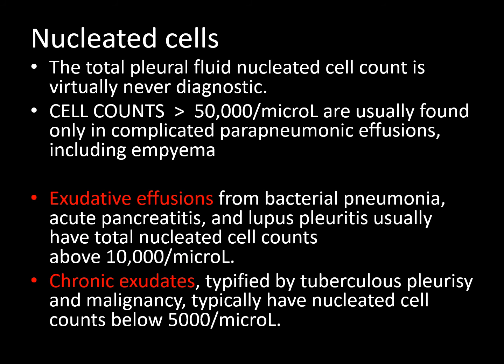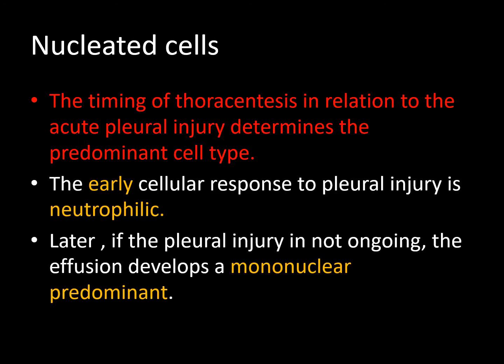Nucleated cells. Coming to the cell analysis, the total pleural fluid nucleated cell count is virtually never diagnostic. Cell counts of more than 50,000 are usually found only in complicated parapneumonic effusions, including empyema. Exudative effusions from bacterial pneumonia, acute pancreatitis, and lupus pleuritis usually have cell counts above 10,000 per microliter. Chronic exudates, typified by tuberculous pleurisy and malignancy, typically have nucleated cell counts less than 10,000.